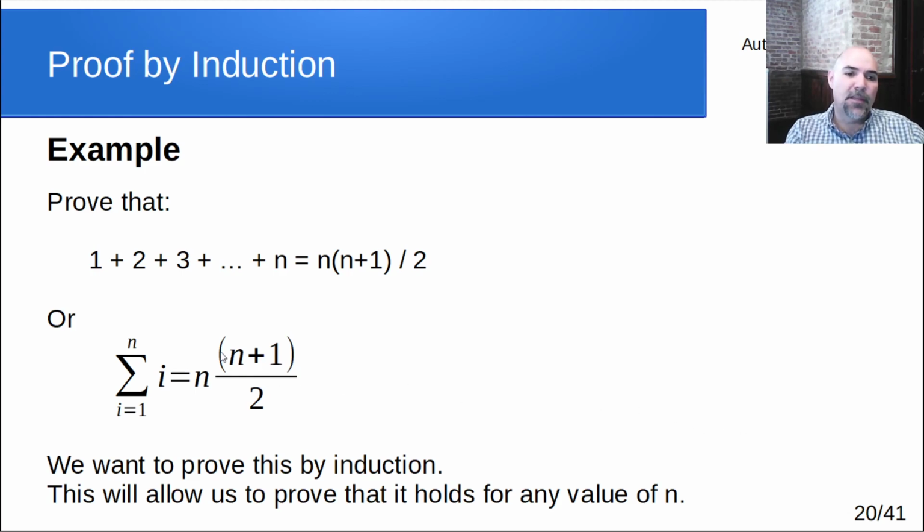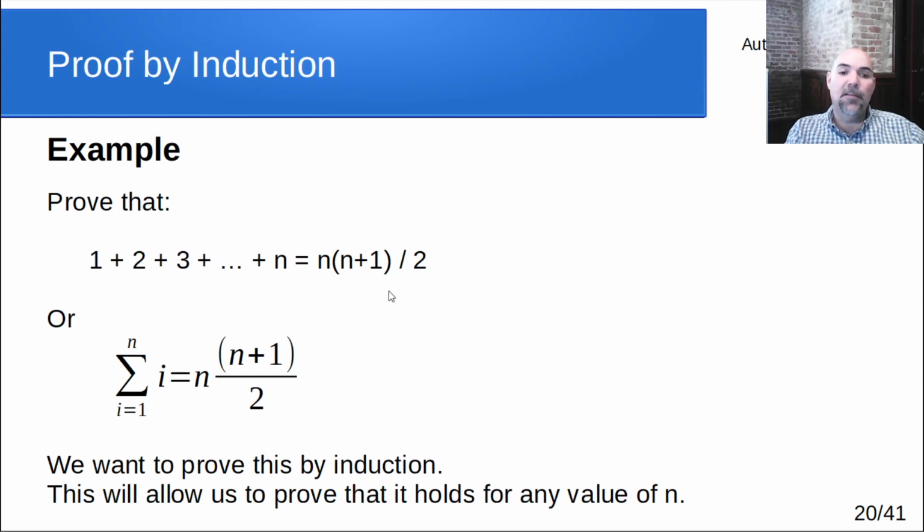So we want to prove that integers 1 through n, when summed together, result in n times n plus 1 divided by 2. Or in other words, in more mathematical notation, the sum of i from 1 to n is n times n plus 1 over 2. Now, how do we go about proving that? Well, we're going to use that.